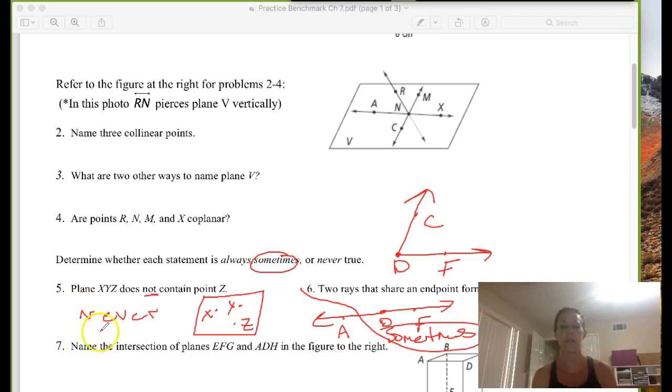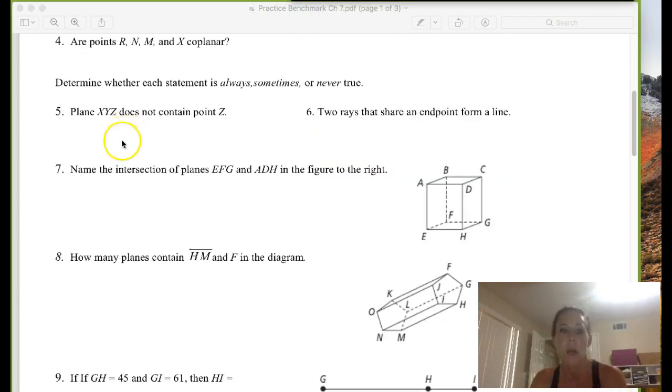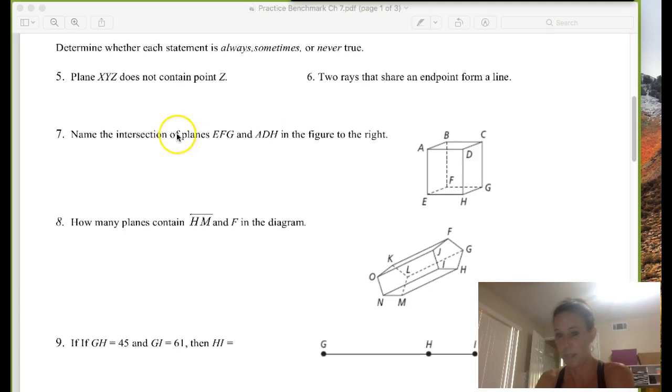All right, number 7. Name the intersection of planes EFG and ADH in the figure to the right. All right, let's clear this off and scroll up. Hold on a second. All right. Make sure when you do these always, sometimes, nevers, guys, that you draw out a picture of possibilities. That will help you answer that.